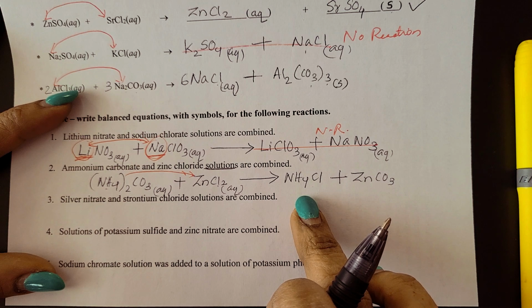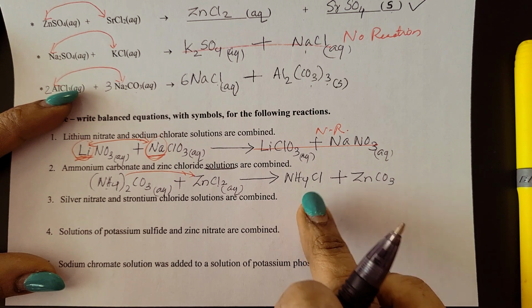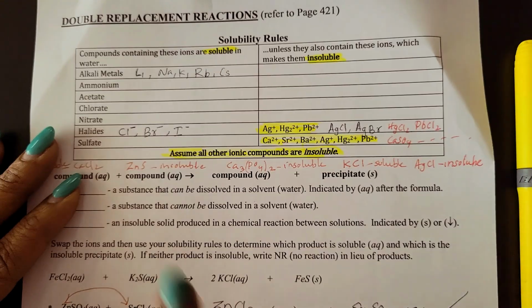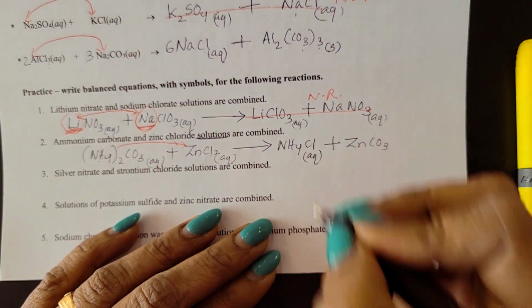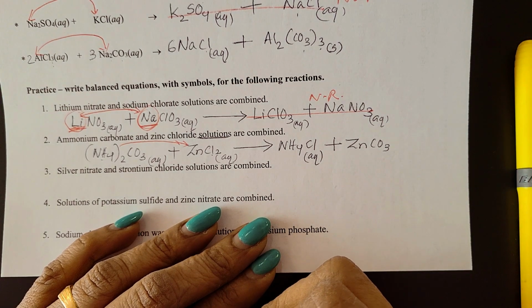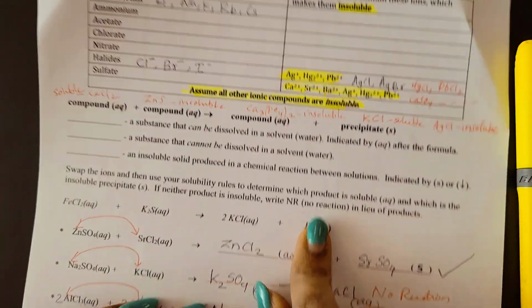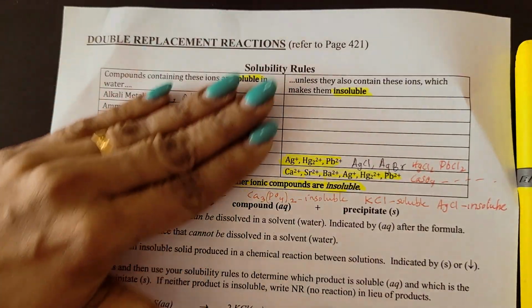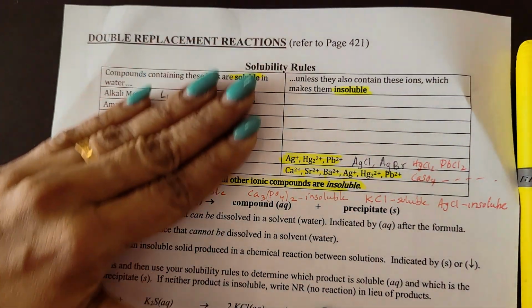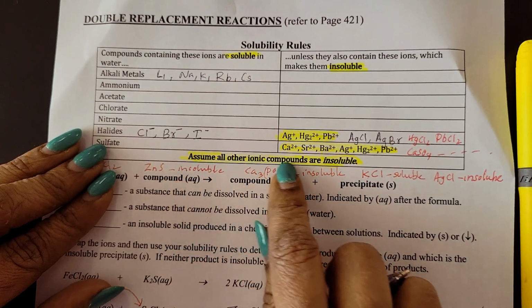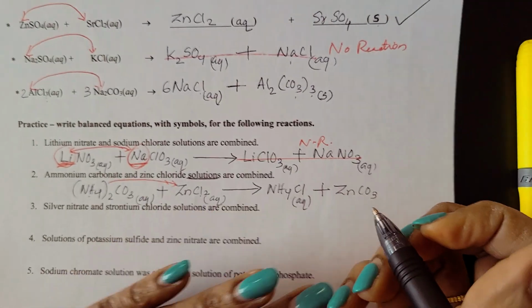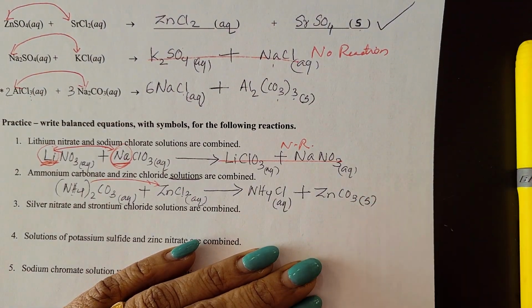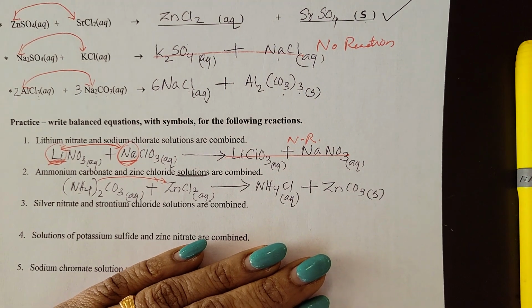Check the solubility and decide whether there is a reaction, whether there is a solid or not. Ammonium is listed under soluble. All ammonium compounds are what? Soluble. So you will write aq there. And zinc carbonate, check, is there any zinc here? First column, first box. No zinc. And is there any carbonate there? So we will do what? We will assume all other ionic compounds are insoluble. So you will write that as insoluble. You have to write s or a down arrow.